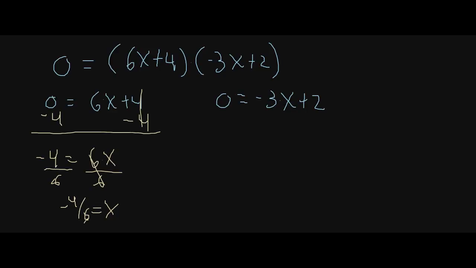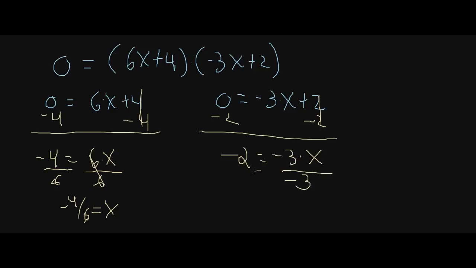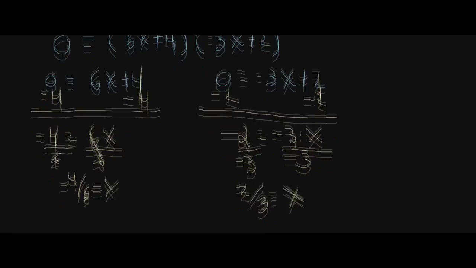Let's solve this problem here. We subtract 2 from both sides. We get negative 2 is equal to negative 3 times x. So we divide by the negative 3 to get rid of it, and we get x is equal to 2 divided by 3. And these are my 2 roots.